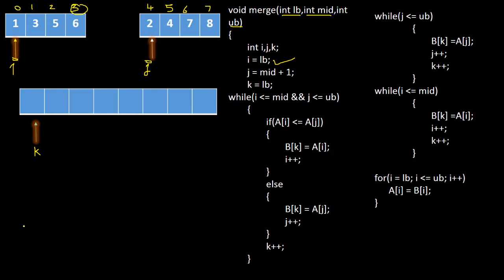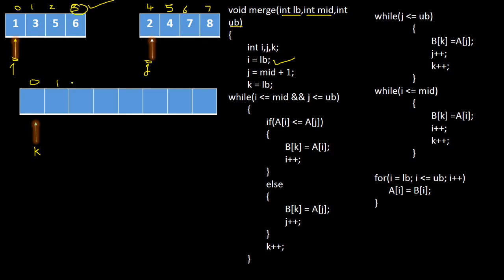So what do we require here? We require to go to the next element after the mid element, right? So mid plus 1 is the next index number. 3 plus 1 is 4, right? So hence j is equal to mid plus 1. And what is k? k is nothing but your index number 0.